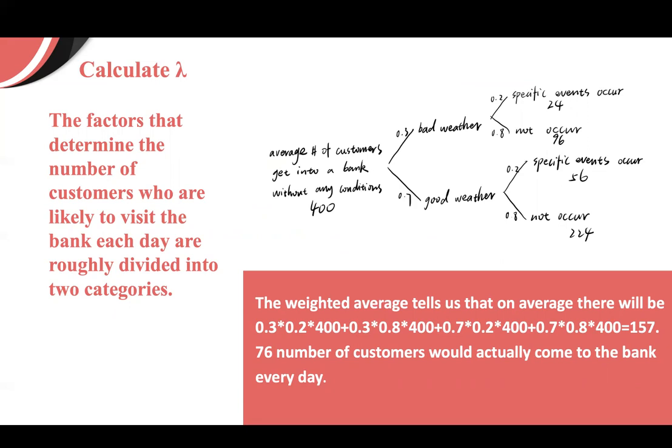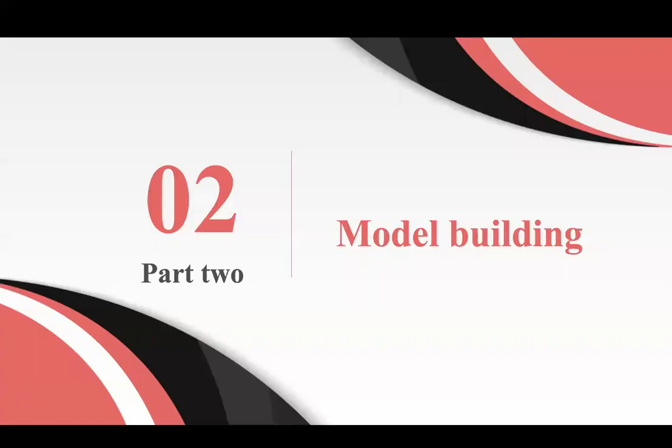The weighted average tells us that on average there will be 157.7 customers actually coming to the bank every day. Since banks work an average of 9 hours a day, every minute there would be 0.3 customers coming, and the lambda would be 0.3.